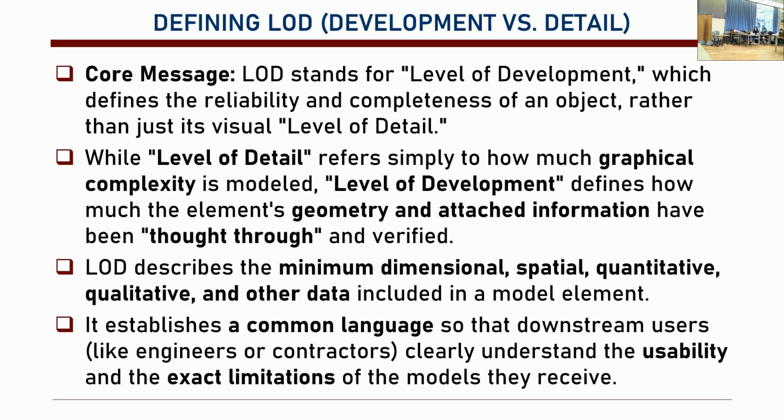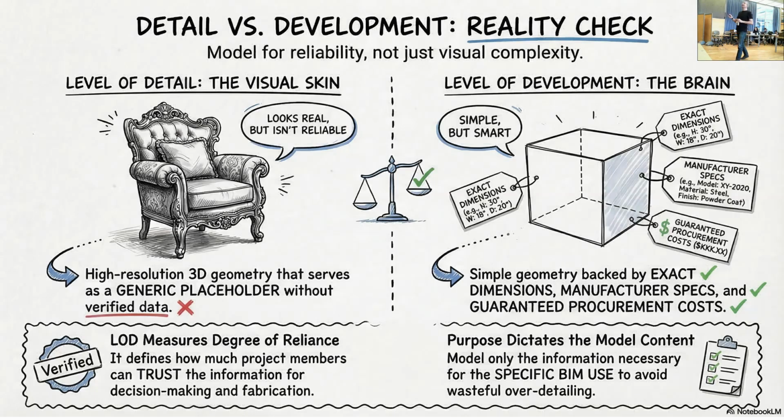LOD describes the minimum dimensional, spatial, quantitative, qualitative, and other data included in a model element. So it establishes a common language, so that engineers, contractors, different people will be able to tell what kind of information they need from you at different stages. You will notice that when you start using Revit, you will be able to access online models, online object repositories, okay?